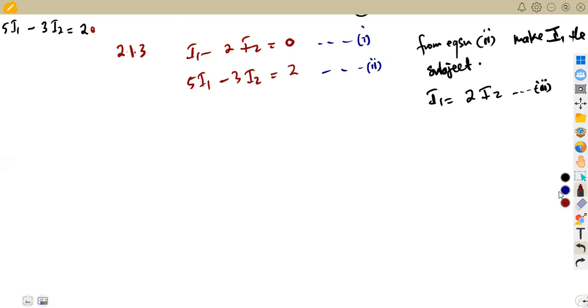Remember, from where you have made the subject, we made I1 the subject. You don't consider that part, you substitute on the other part. So we are going to substitute I1, which is equation 3 in this case, into equation 2, so that we can solve for the unknown values of the currents that we have. In place of I1 here, we are going to substitute 2I2.